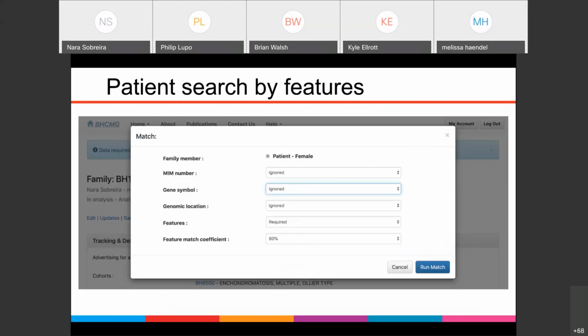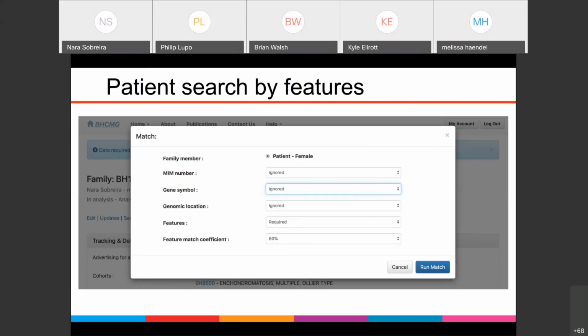So in the database, when I have one patient, I also have the choice of looking across the other 8,000 individuals that are there and see if there are other patients that overlap in terms of phenotype with my patient. So in that case here, we set the default to a feature match coefficient of 80%. So it's more or less an 80% overlap that I'm requiring the database to tell me if the patient is a match or not to the patient that I'm working on.